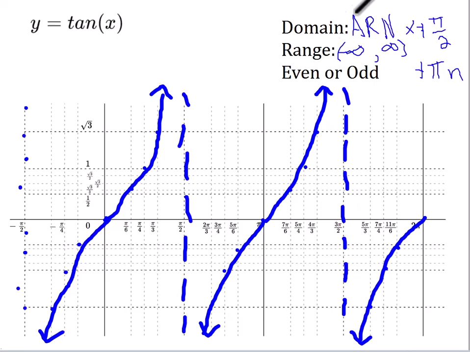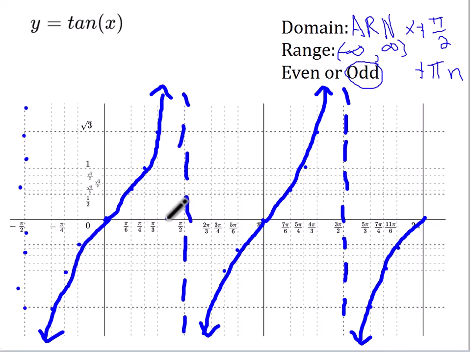That's how domain and range work on this, because there are x values that are left out that are undefined. And then on this side, I have negative y values, and on this side I have positive y values, but those y values are the same, they're just opposite. And so that would make this an odd function.